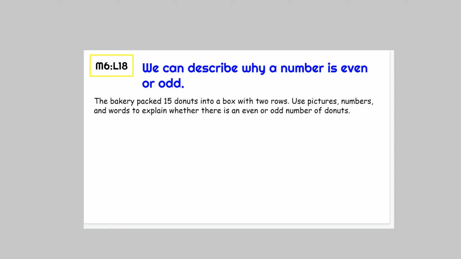Today we're working on Module 6, Lesson 18, and our learning goal is, we can describe why a number is even or odd. And this builds on what we were talking about yesterday. So we talked about even numbers can be arranged in equal groups without any numbers left over. And odd numbers will have a number left over.